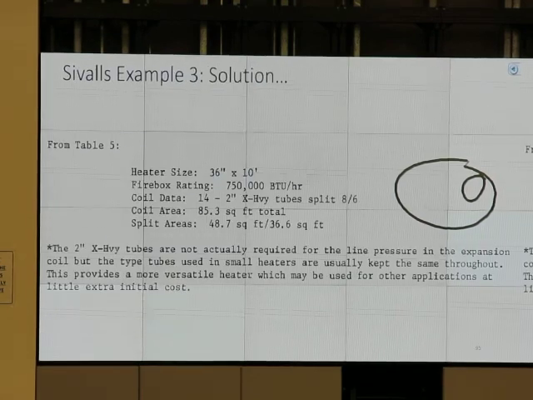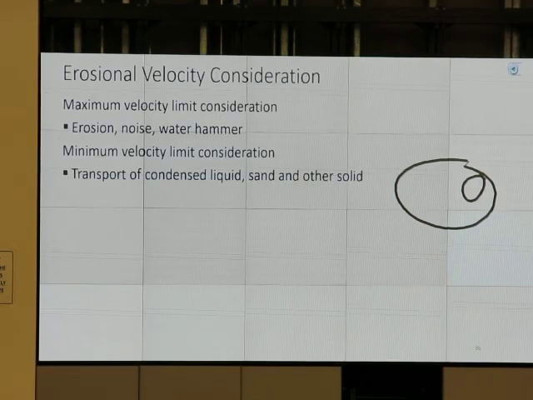Erosional velocity. After we do everything, let's do a final check. Erosional velocity.